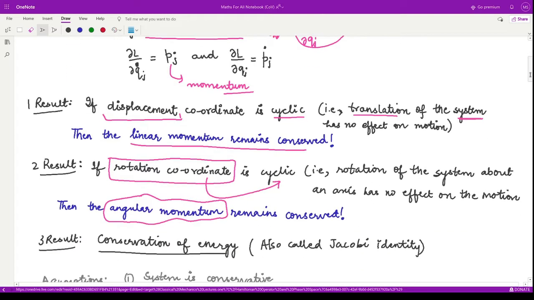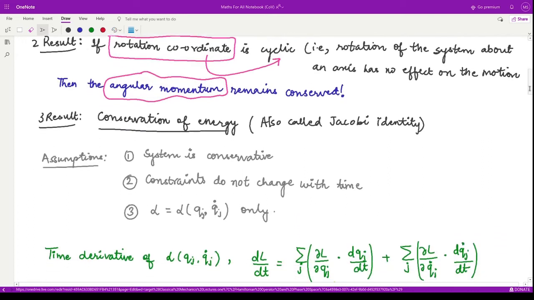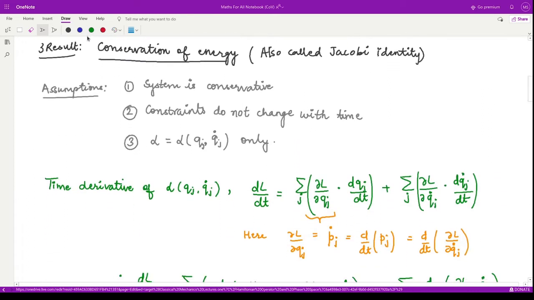So next we shall also talk about the conservation of energy, and consequently we will see what the Jacobi identity is. So let us get started.